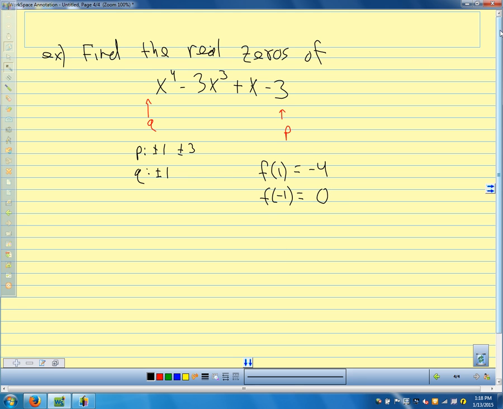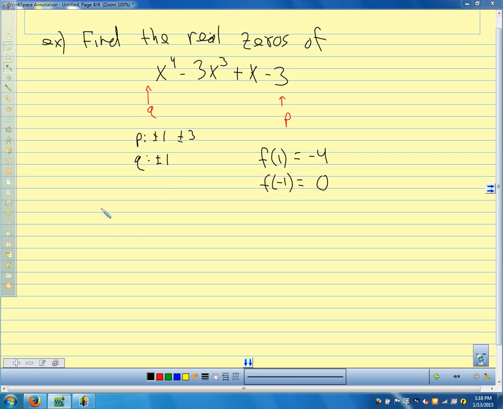Now we can set up our synthetic division. So I'm going to put a negative 1 there. I'm going to put a 1 for the x to the fourth, a 0 for the x to the third, a minus 3, a 1, and a minus 3. Bring that down to my synthetic division.